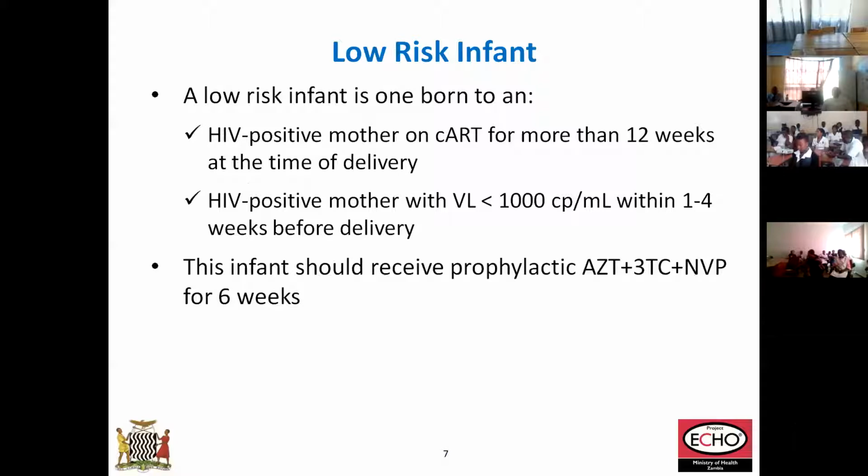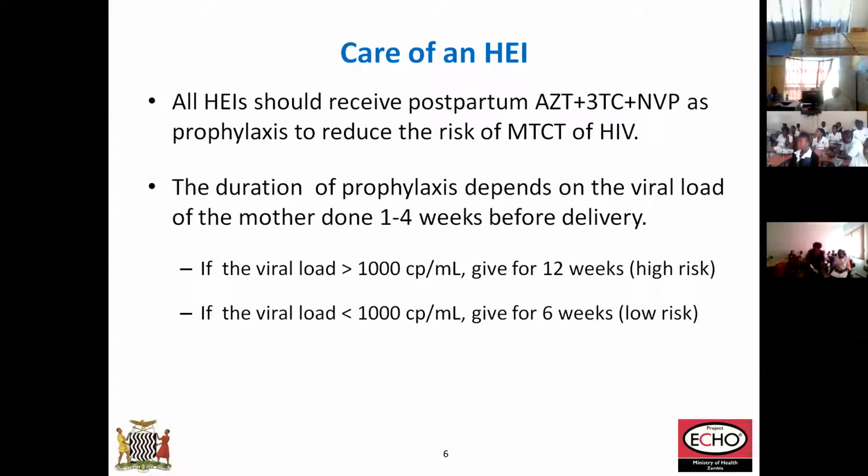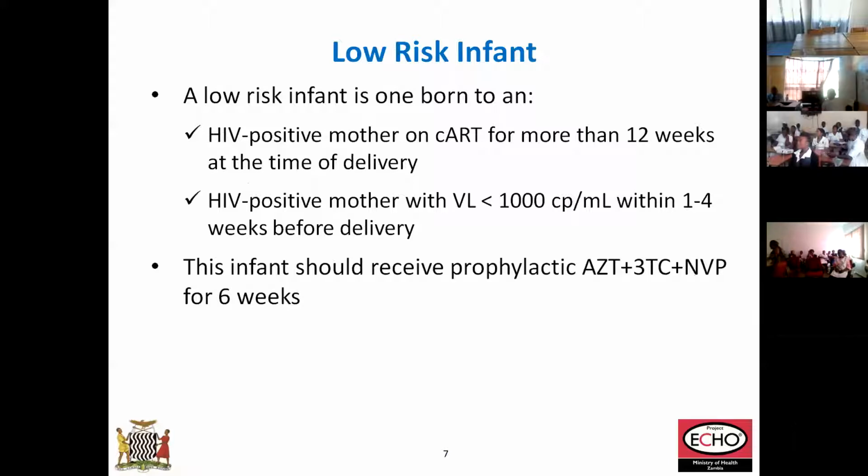However, I also add a few definitions of what we mean by low risk and high risk. A low risk infant is one born to an HIV positive mother on CART, or combined antiretroviral therapy, for more than 12 weeks at the time of delivery, or an HIV positive mother with viral load less than 1,000 copies within 1 to 4 weeks before delivery. Such an infant should receive prophylaxis, which is AZT 3TC NVP, for 6 weeks. But the most important thing here is the viral load, which is supposed to be less than 1,000 copies per mL.